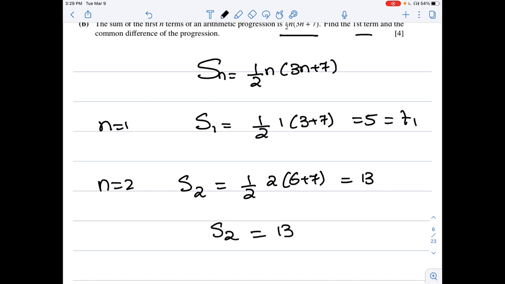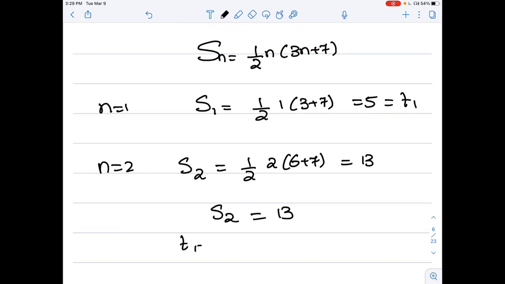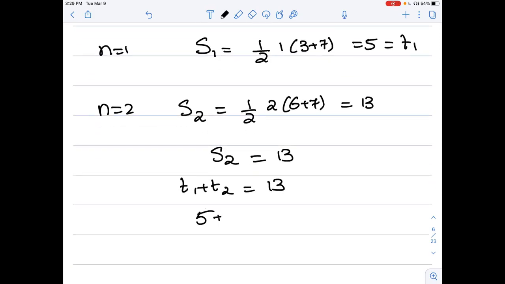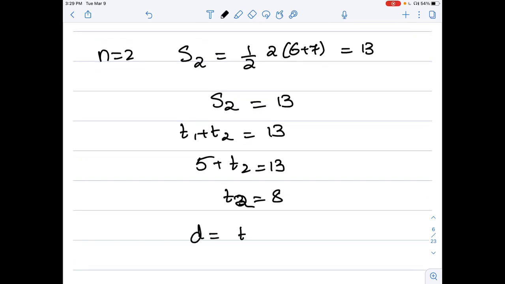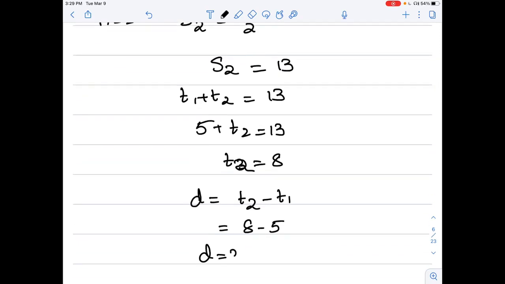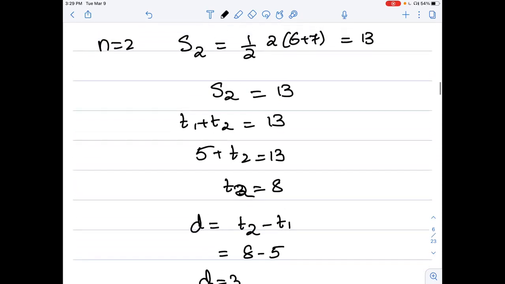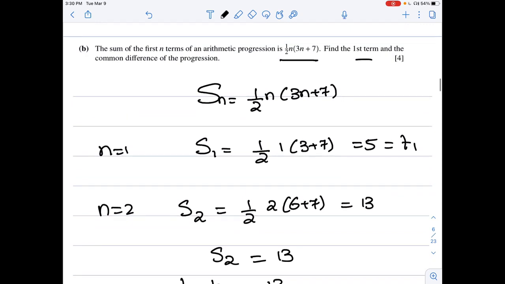What does S2 mean? S2 means T1 plus T2 is equal to 13. So T1 was 5, 5 plus T2 is equal to 13. So T2 is equal to 8. So what's the common difference? Common difference is T2 minus T1, which is 8 minus 5. So the common difference is 3. That's going to be the answer. Find the common difference and the first term.